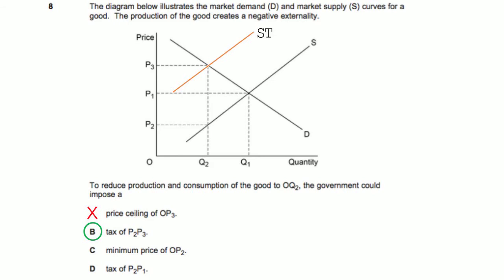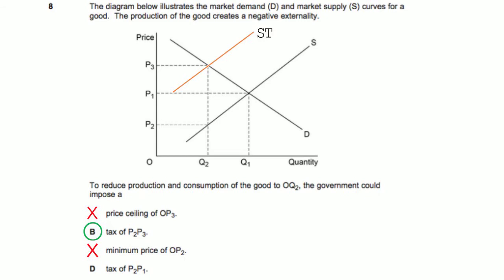Option C is a minimum price of OP2. This minimum price is below the equilibrium price, and therefore it will have no effect on the price in the market. The price will stay at P1 and the quantity will stay at Q1.